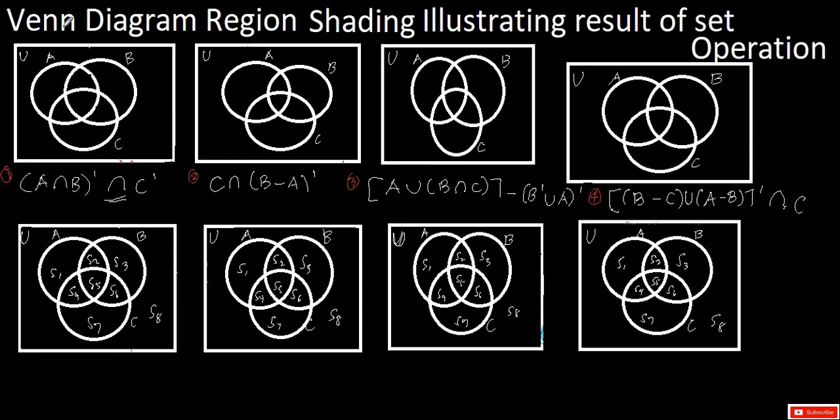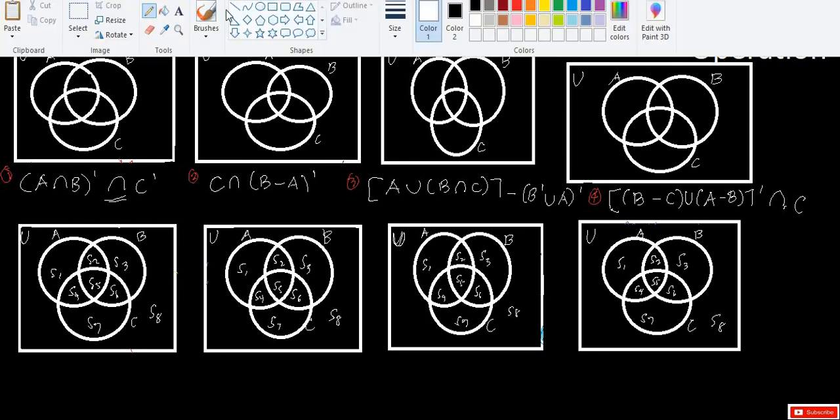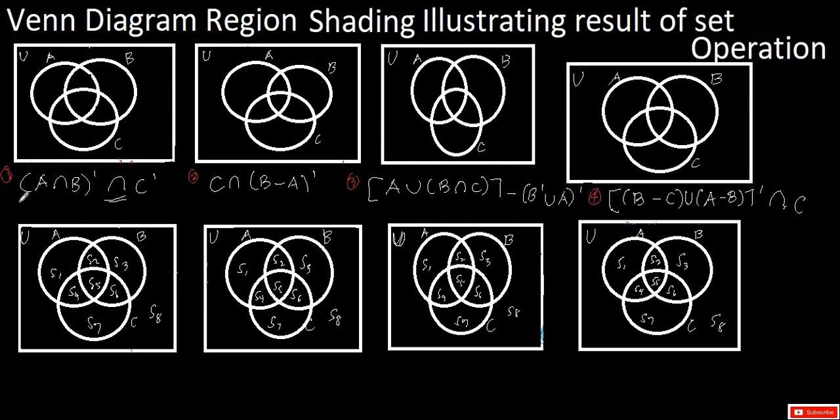And we are going to shade the result of the complement of the intersection of set A and set B using a color, and we will use another color also for the result of the complement of set C. Okay, so let's use the color blue for shading the result of the complement of the intersection of set A and set B.